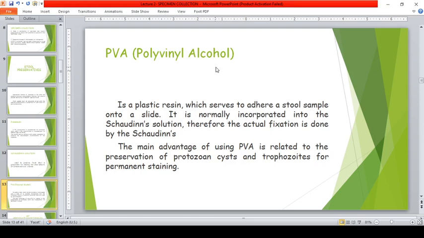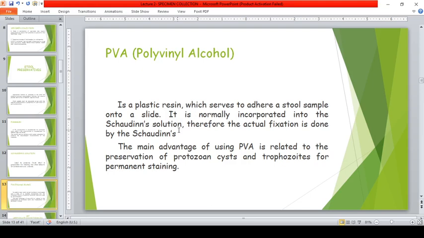So the PVA, this is a plastic resin which serves to adhere a stool sample on the slide. It is normally incorporated into a Schaudinn's solution. Therefore, the actual fixation is done by the Schaudinn's solution. The main advantage of using PVA is related to the preservation of protozoan cysts and trophozoites for permanent staining. Same with formalin, stools preserved in polyvinyl alcohol can be concentrated using the FECT.